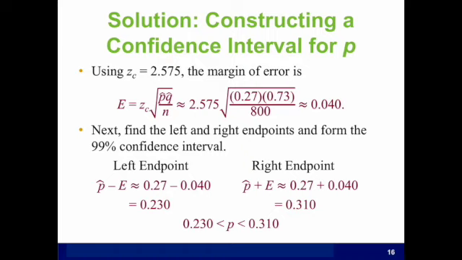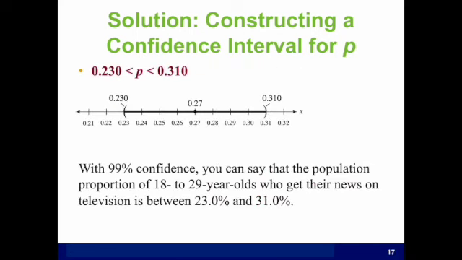So this is the critical value. This is the point estimate for the probability of success, the point estimate for the probability of failure, and the sample size, and we get this value here. And we proceed as usual. Point estimate minus margin of error to get the left endpoint. Point estimate plus margin of error to get the right endpoint. And this is the interval. We can graph it, and with 99% confidence, you can say that the population proportion is between 23% and 31%.